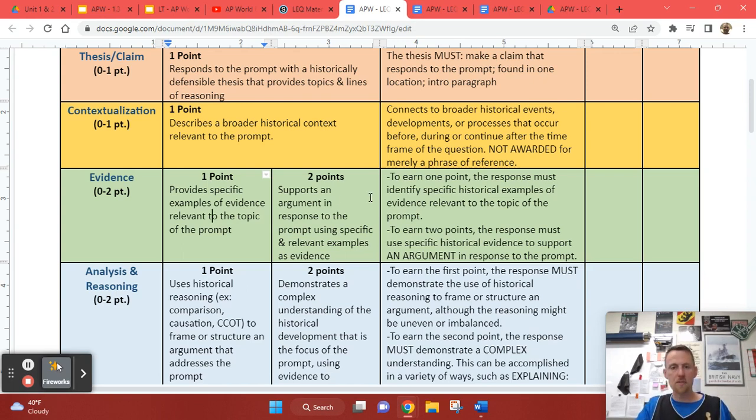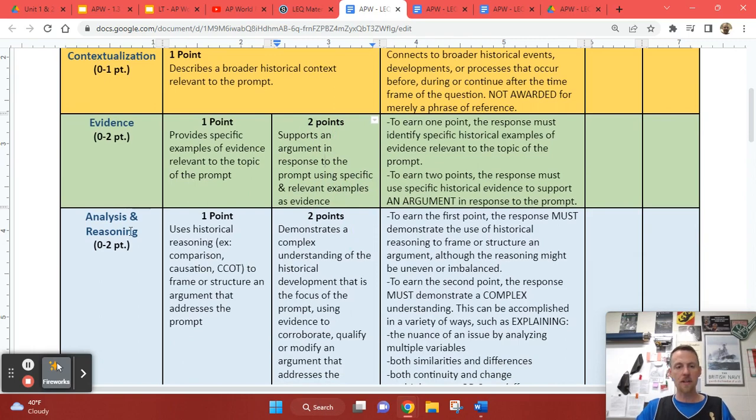2 points, you have to support an argument, and that's considered harsh or unfair treatment because although people were working and were earning a paycheck and were paying taxes, they didn't have a vote in the government that was taxing them. That's an argument, okay? So make sure that you're connecting your ideas back to the point.